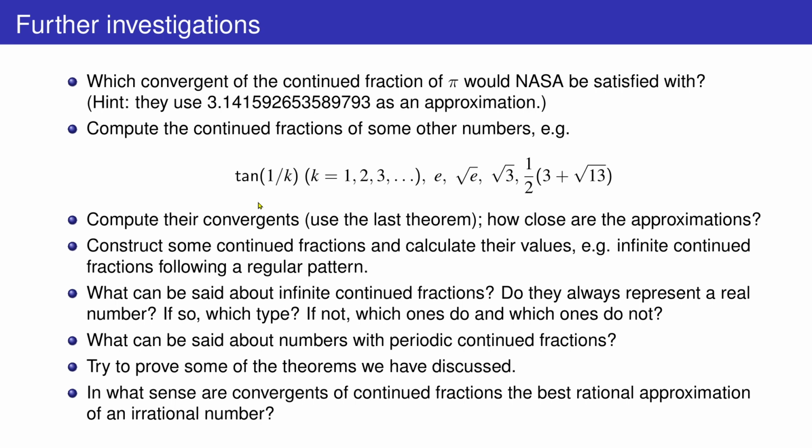Have a go, use a calculator and follow the algorithm or the procedure I did for pi and the square root of 2, if you like. Why not then compute their convergents? You can use the last theorem to compute the P_n and the Q_n. How close are those fractions to the actual values?